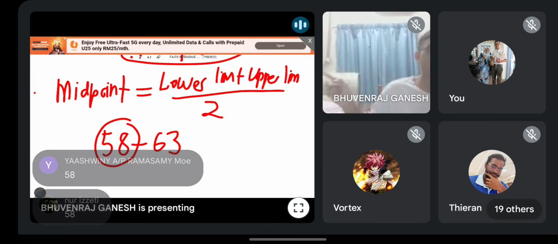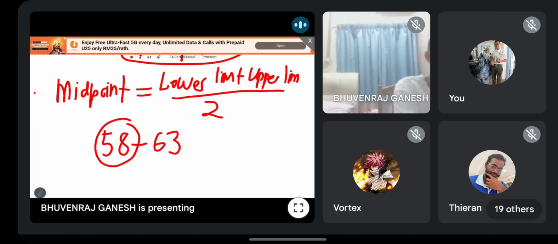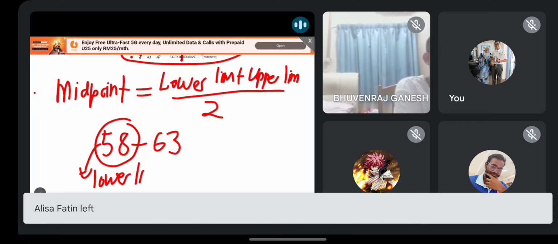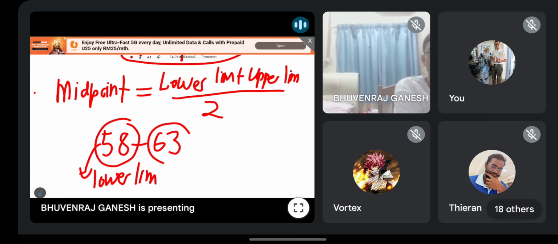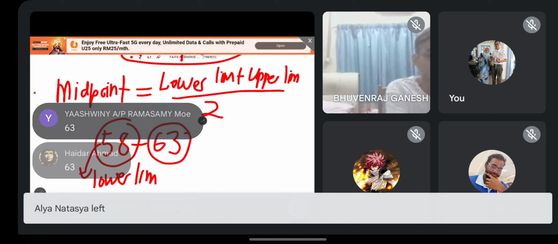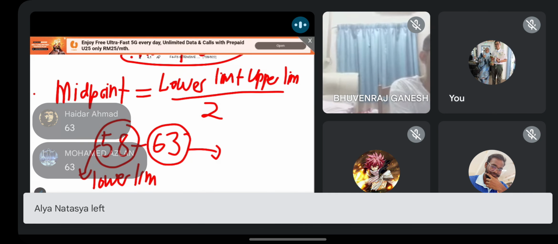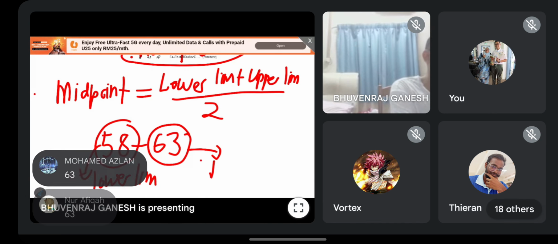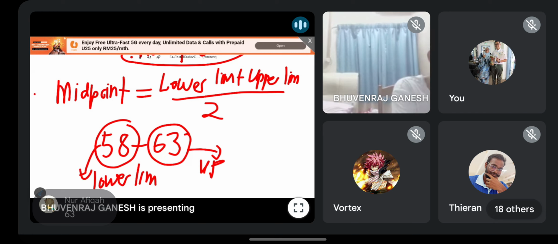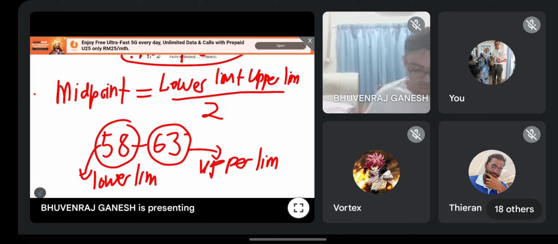Okay, don't confuse with one more thing. Ada satu lagi perkara. So don't confuse. This is the lower limit. What is the upper limit, guys? Apa hard atas? Yes, okay, this is the upper limit. Correct. Okay, so now, can I ask what is the class size? Apa size class yang ni?